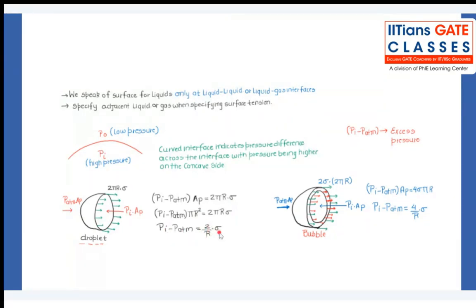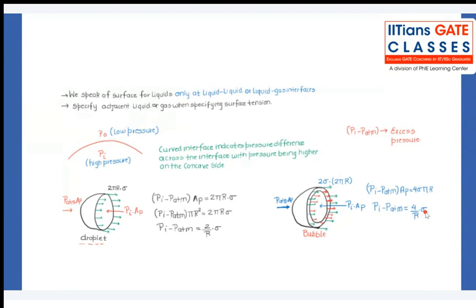Okay, let us say now instead of taking the complete droplet, you take a soap bubble film, soap bubble. Now a bubble has two surfaces, one outer surface and one inner surface. There are two surfaces involved, like how I told you in that bead example. So now if you do the force balance for this case, you will have Pi minus P atmosphere into AP. But since you have two surfaces, your surface tension force will be two times sigma into 2 pi r. So it becomes 4 sigma pi r. So your Pi minus P atmosphere will be 4 sigma by r.